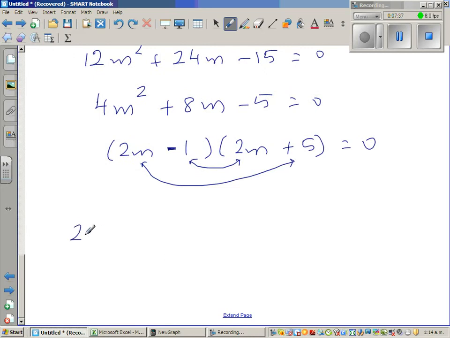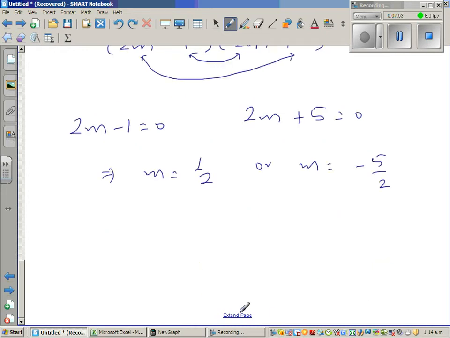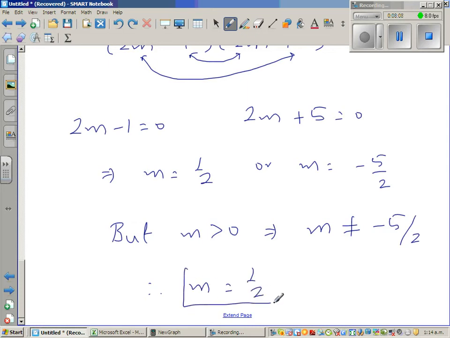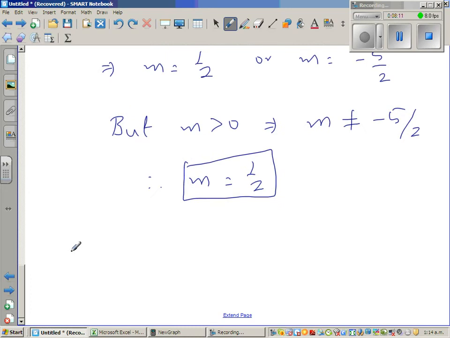So you can say 2m minus 1 is 0, or 2m plus 5 is 0. This implies m is equal to half, or m is equal to minus 5 over 2. But m should be greater than 0, which implies m is not minus 5 over 2. Therefore, m is half. So this is our answer, but we need to check our answer. So m plus 2 is half plus 2, which is 2.5.